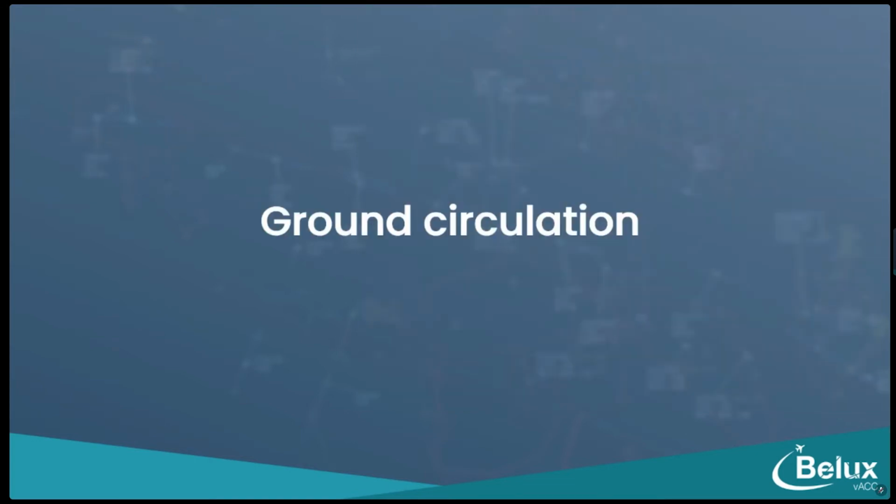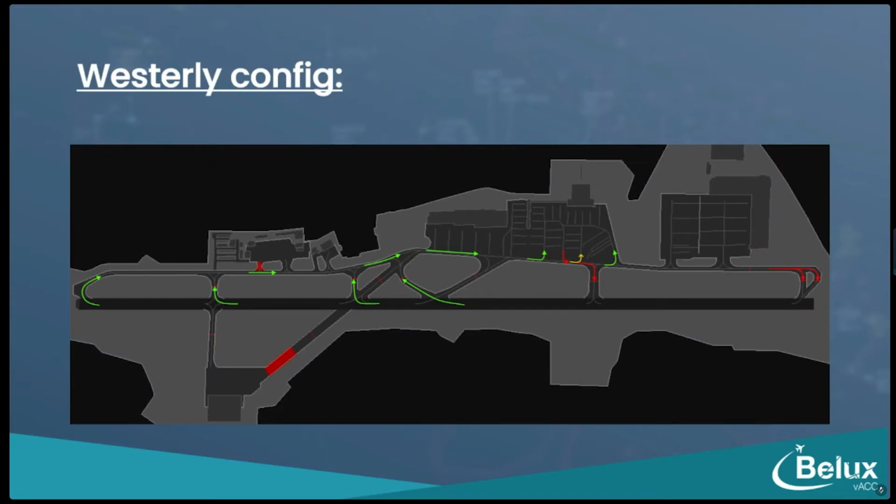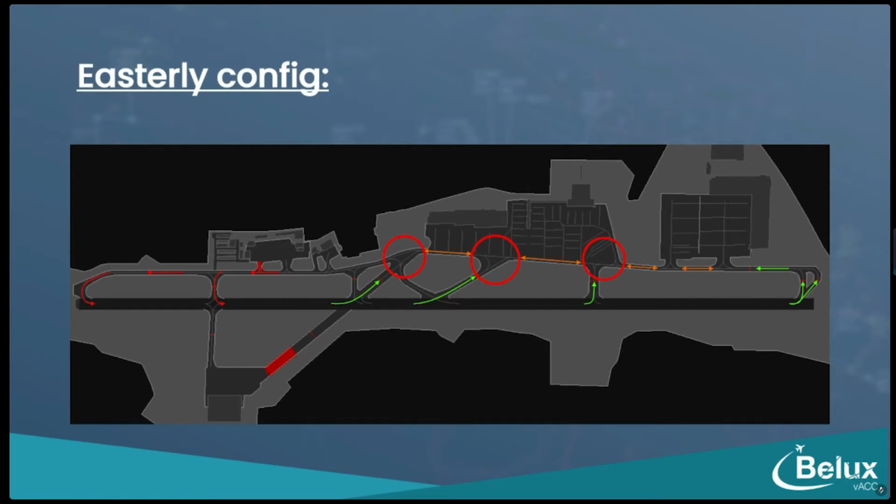All right, ground circulation. Well, this is basically it. The picture we all know and love. So you get them out, and then in this way, you circle them around. It's actually quite useful and works very well. Of course, during easterly config, you have to be way more careful that you avoid nose-to-nose encounters at the vacating points over here, because then this taxiway becomes bidirectional. So you have to be very careful about that.